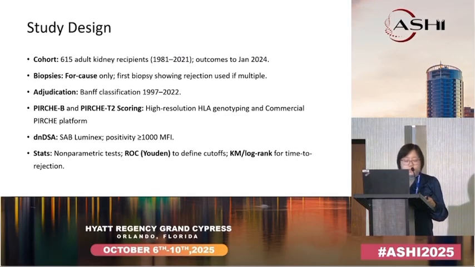This study was a retrospective single-center cohort study at our institution. There were 15 kidney transplant patients between 1981 and 2021, with follow-up through January 2024. For-cause biopsies were included, and those biopsies were classified according to the Banff 1997 to 2022 criteria. PIRCHE-B and PIRCHE-T2 scores were calculated based on high-resolution HLA genotyping and the commercial PIRCHE platform. De novo DSA and the statistical analysis, as I mentioned in this slide, were performed in our study.